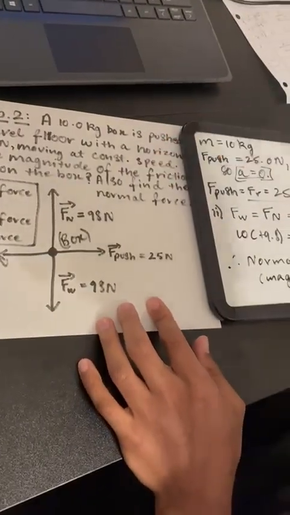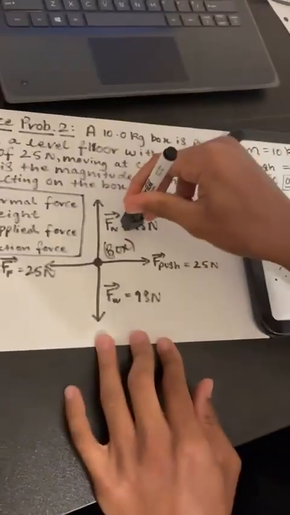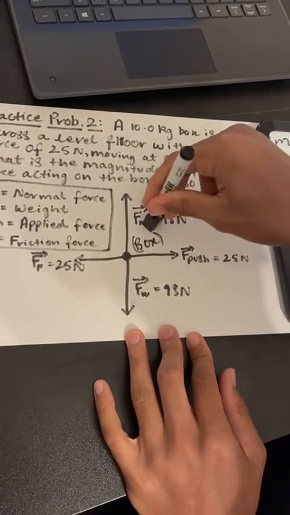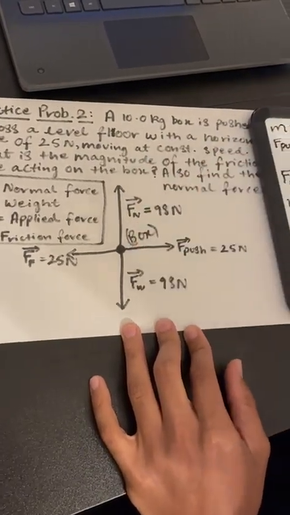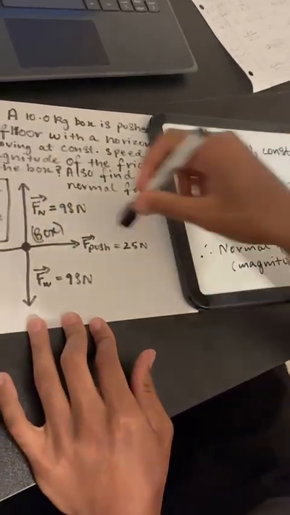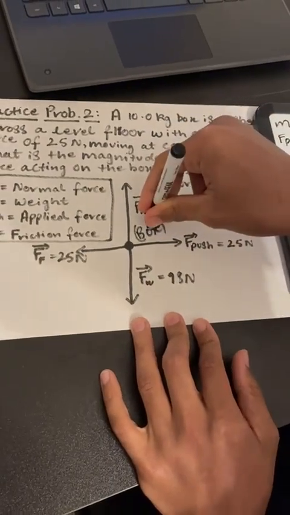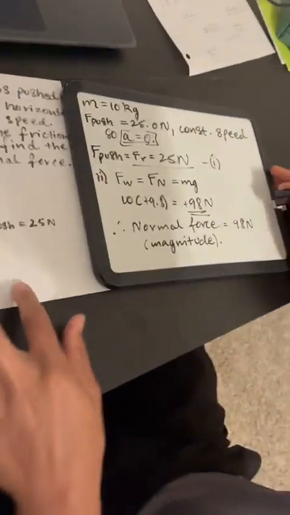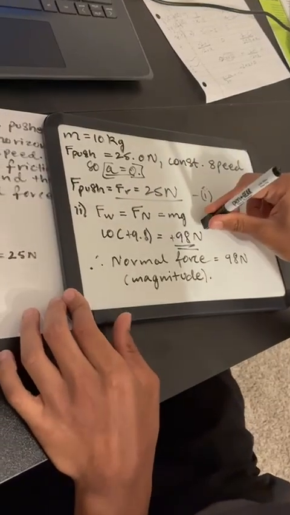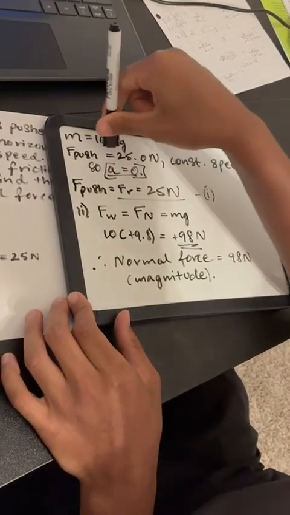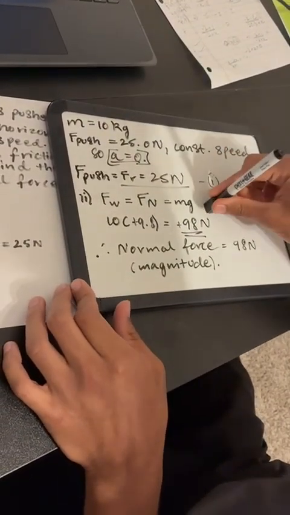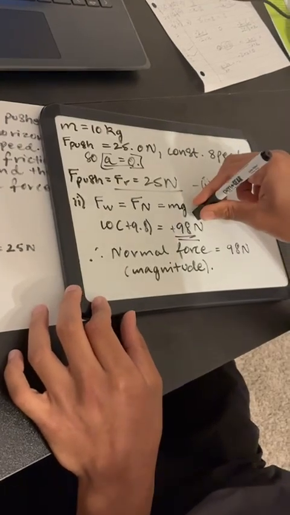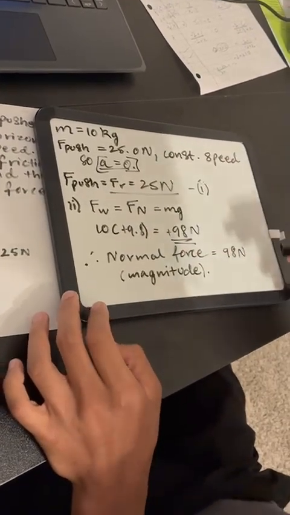For the second part of the problem, they ask us to find the normal force acting on the object. Now, we know that the normal force and the weight force are acting in opposite directions. And since there's no net force, which is implied by the constant velocity again, they both must be equal in magnitude, and they must act in opposite directions according to Newton's third law. So, we just equate them both and find them using the mass, which is 10 kilograms, and the acceleration, which in this case is g, and that's 9.8 meters per second squared.